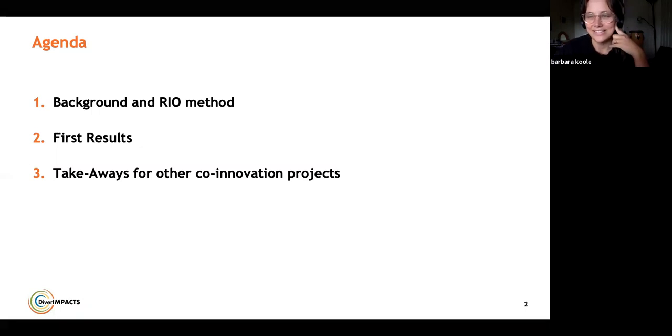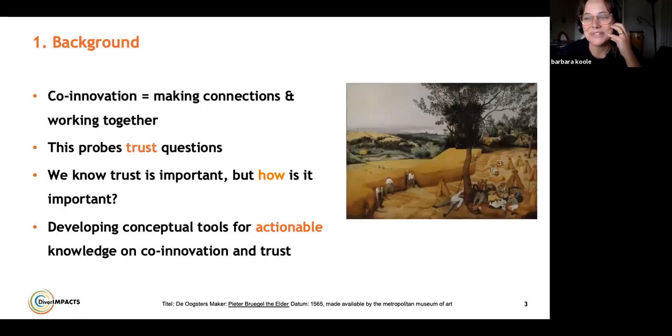I think 19, the Swedish case study. And then after discussing those first results, I'll be going into some takeaways for other co-innovation projects, and hopefully that will also be useful to some of you attending today. So let's start with some background.